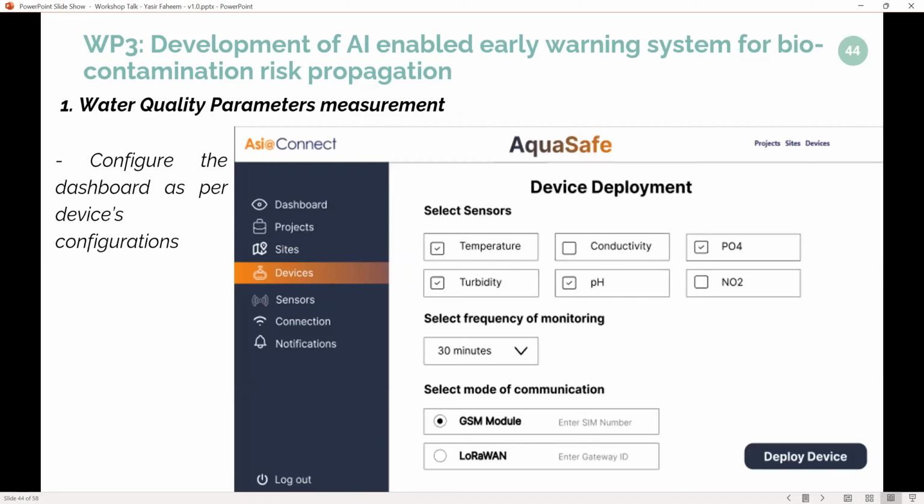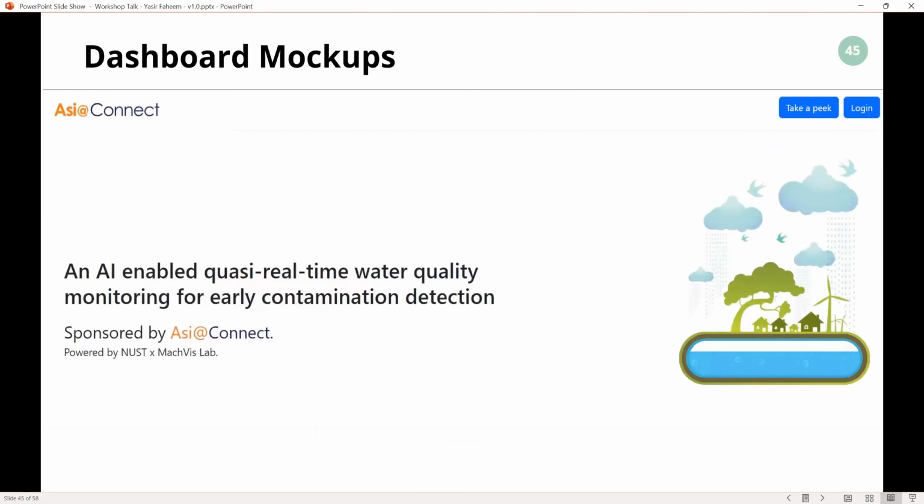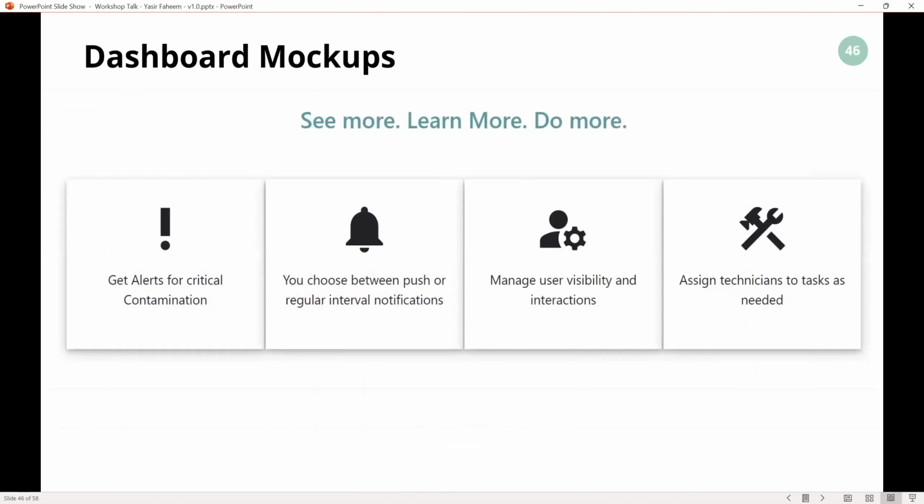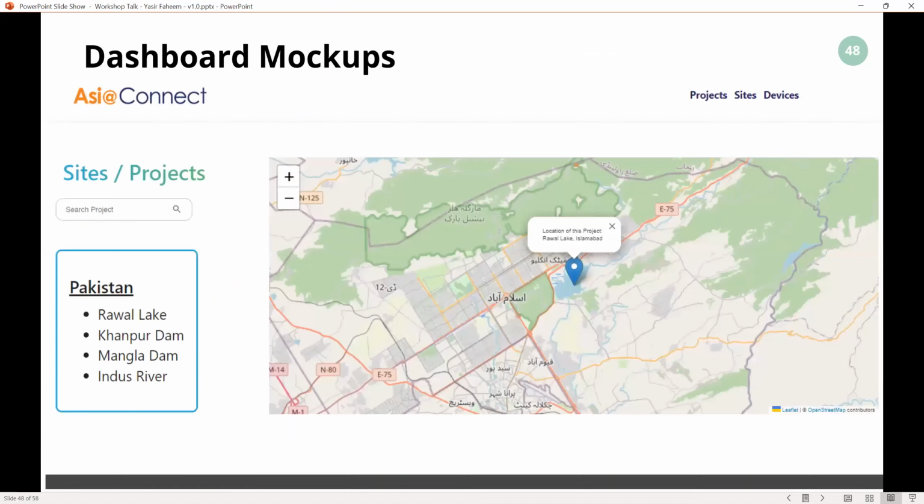And then once that device's details have been entered, we don't know which particular set of sensors are connected to that device. So the technical engineer will select all applicable sensors from this dashboard, do the necessary configurations, and select whichever communication module he or she is opting for, and this device will then be virtually added to the dashboard. Once the configuration is completed, it will start sending data to our server. So these are some mock-ups of the dashboard we are going to develop and provide to Asia Connect.